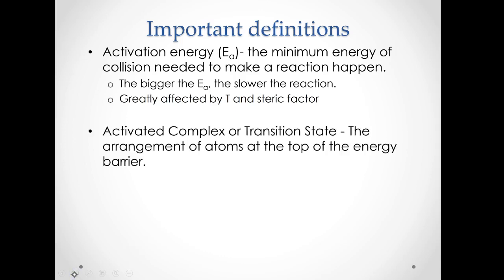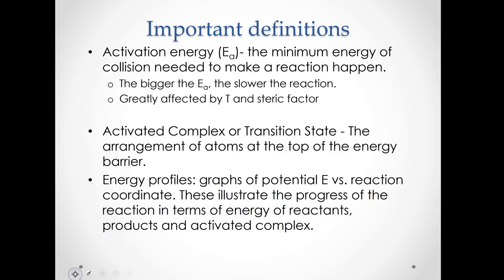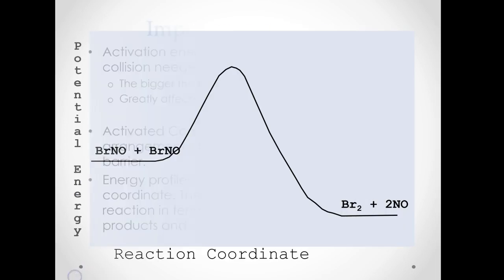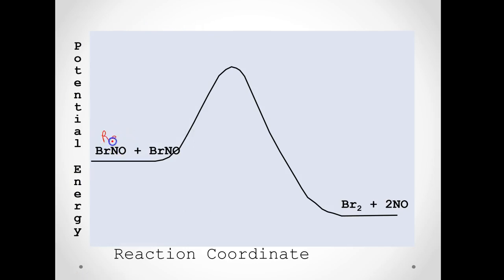The activated complex, or the transition state, is what the molecule looks like at the moment of collision, the moment it hits. It's a temporary state. And what we're going to talk about are these things called energy profiles. They're going to graph potential energy versus time, essentially. They show the reaction in terms of the energy of the reactants, the products, and the activated complex. So this is what one looks like. These are my reactants.